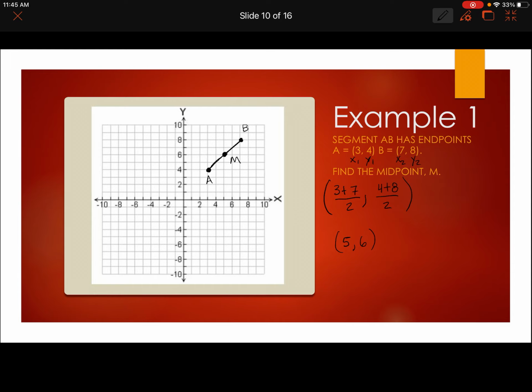So again, we can see that if we drew a triangle that connects, so if we go over 2 and up 2, we get to M. If we go over 2 more and up 2 more, we get to B. So we go over 1, 2, and up 1, 2. We're traveling the same distance horizontally and vertically to go from point A to point M as we do to go from point M to point B.